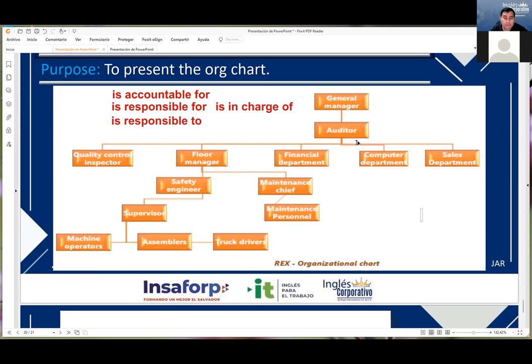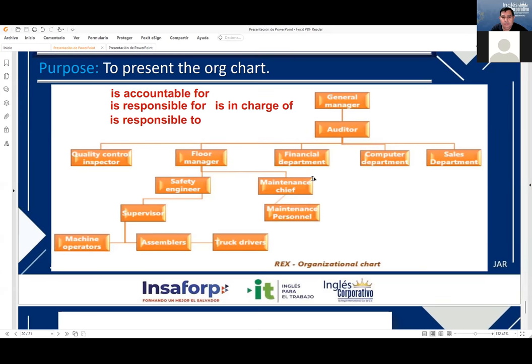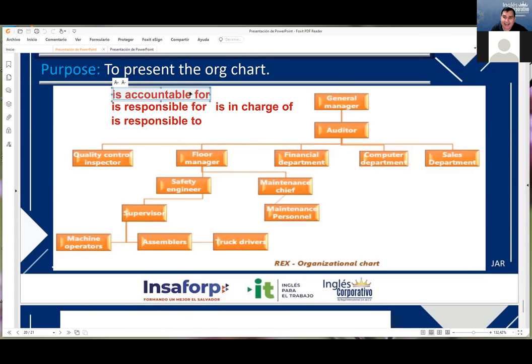Entonces el "for" y el "to" responsible es casi lo mismo con el "in charge of", que están abajo de ellos. Y "is accountable for" es el que vamos a responder, vamos a dar cuentas de. Y si vamos a dar cuentas, es porque estamos a cargo de. Por eso estos tres significan prácticamente lo mismo.